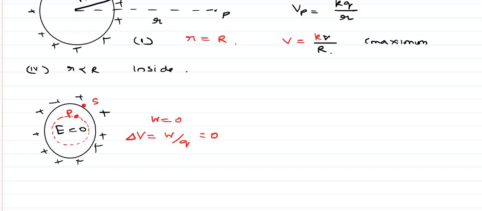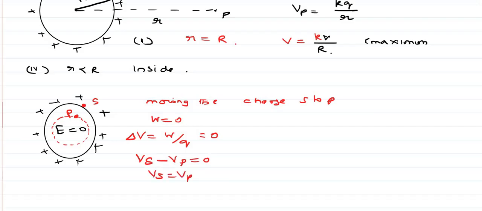Yes or no, Lakshmi, we are not bringing the charges from infinity. Here we are moving the charge from the surface to the point P. So we have to consider the potential difference. Since work done is zero, the potential difference is also zero. From the surface to the point P, you are moving it, right? So Vs minus Vp will be equal to 0.